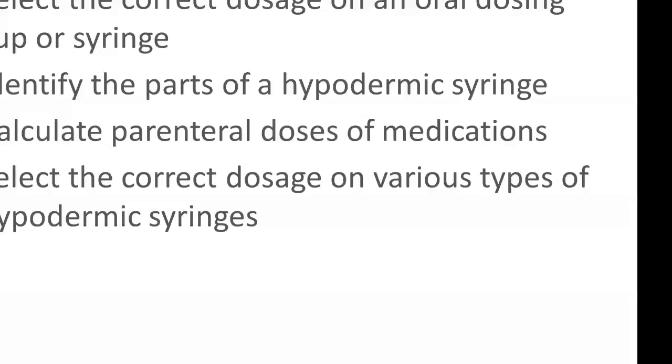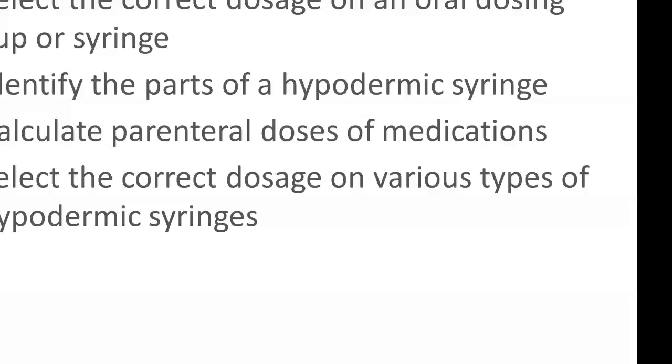And what I would hope that you would do after reading this chapter and going over some of the practice problems is that you're able to select the correct dosage on an oral dosing cup or syringe, that you're able to identify the parts of a hypodermic syringe, and that you're able to calculate parenteral doses of medications and select the correct dosage on various types of hypodermic syringes.